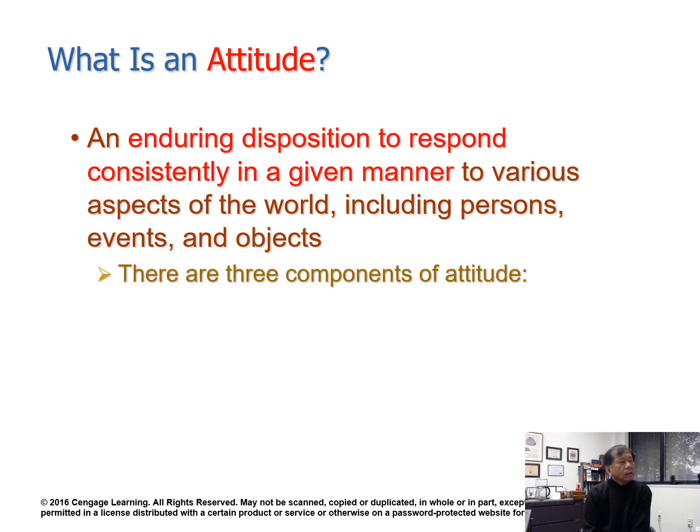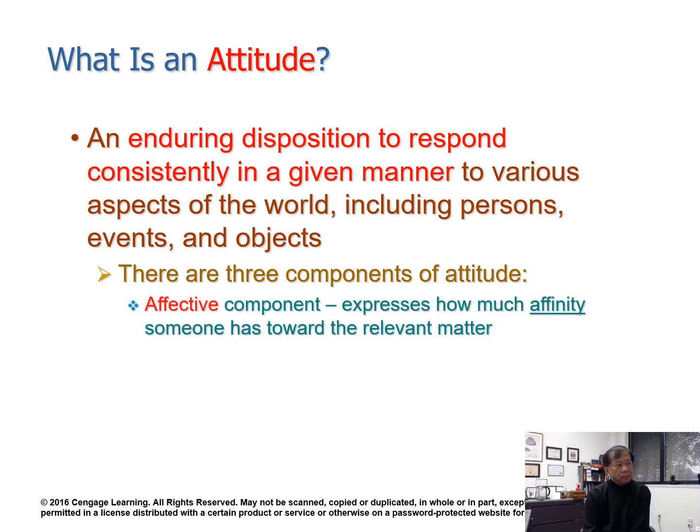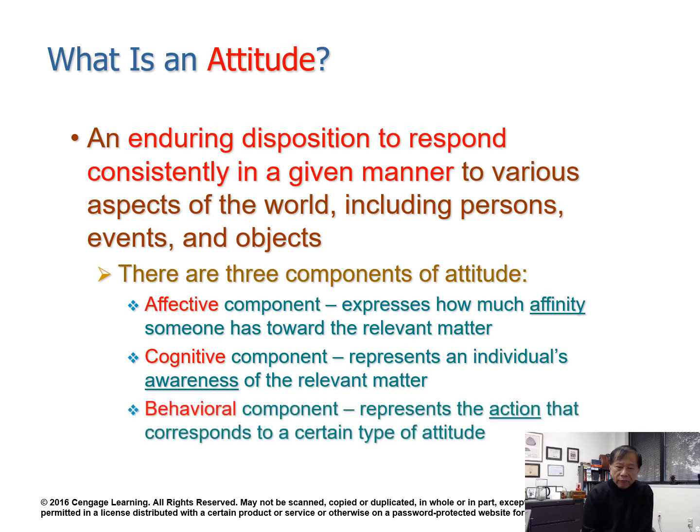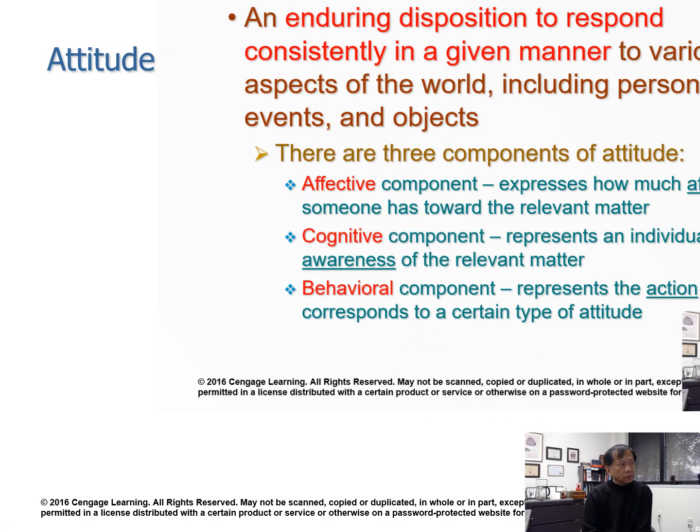There are three components of attitude. There's the affective component, especially how much affinity someone has toward the relevant matter, your emotions. There's a cognitive component, which represents the individual's awareness of the relevant matter, cognitions. And there's a behavior component, which represents the action that corresponds to a certain type of attitude. Because of a certain attitude you have, you may take certain action.